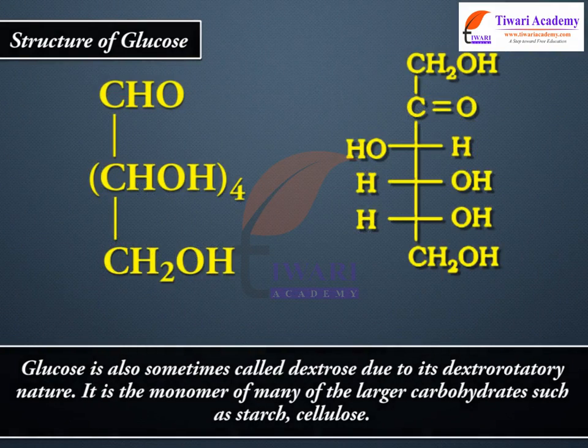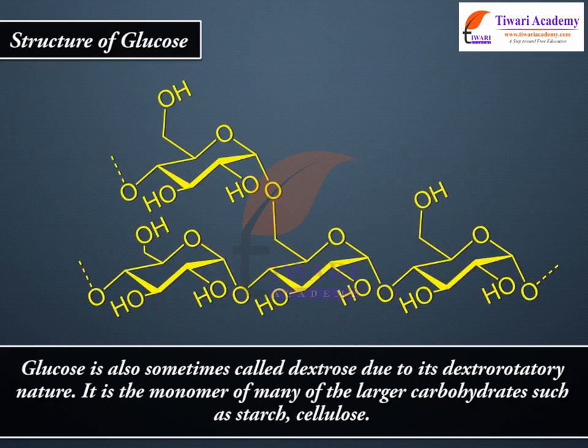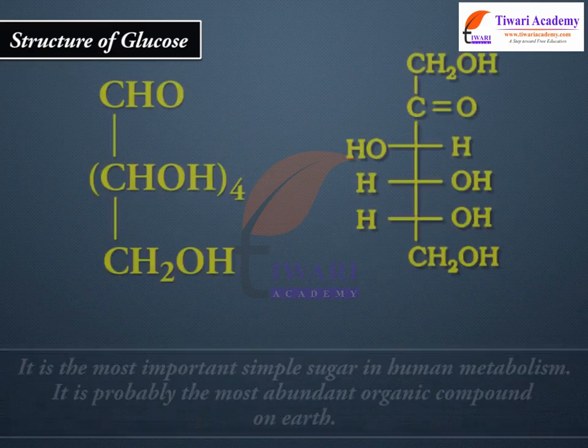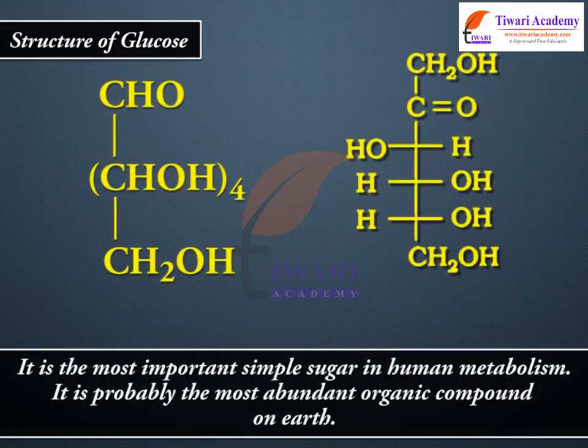It is the monomer of many of the larger carbohydrates such as starch and cellulose. It is the most important simple sugar in human metabolism. It is probably the most abundant organic compound on Earth.